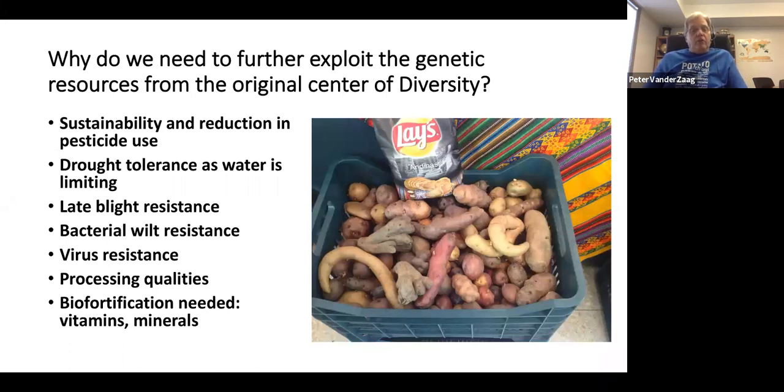Of course, we all know about virus resistance, but you also think of processing qualities. And then we need to talk about biofortification with iron and zinc and other elements that need to be added, more vitamin C, vitamin A. These are all ways that we can improve the quality of our diets as well. And this is what's offered by the potatoes of South America, of the Andean region. So that needs to be further explored and utilized in our breeding programs around the world.